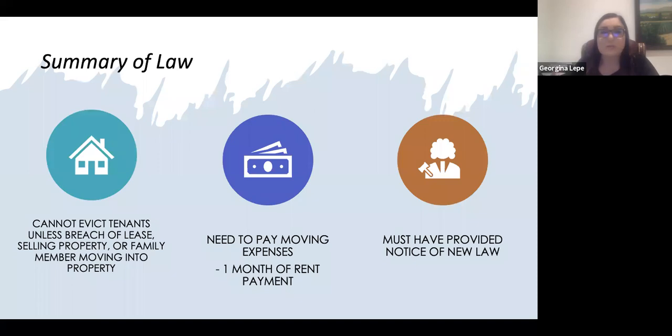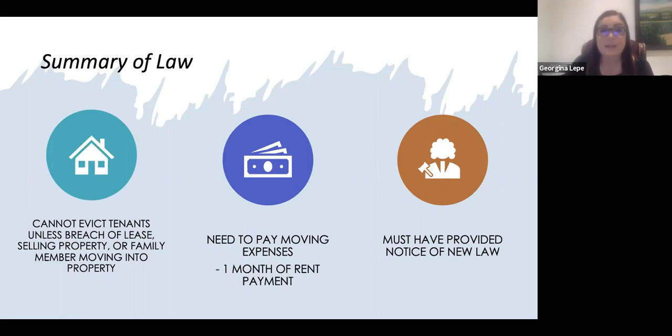So just to reiterate, how do you serve this notice? If the tenant is in agreement and they're willing to sign the notice, you can just send it to them via email, DocuSign, whatever the case may be. They sign it, you keep it in your file.